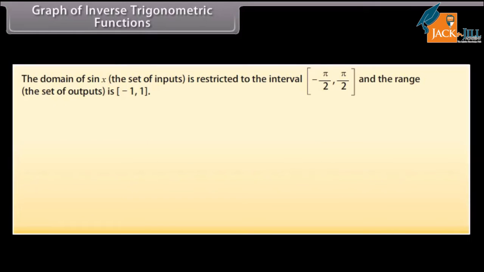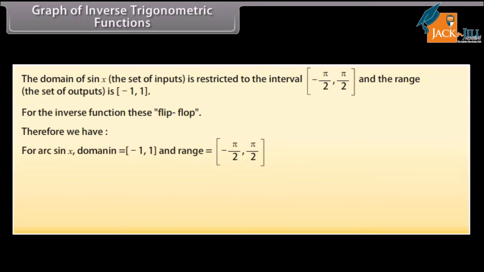The domain of sine x, that is, the set of inputs, is restricted to the interval -pi by 2, pi by 2, and the range, that is, set of outputs, is -1, 1. For the inverse functions, these flip-flop. Therefore, we have for arc sin x, domain is equal to -1, 1 and range is equal to -pi by 2, pi by 2.